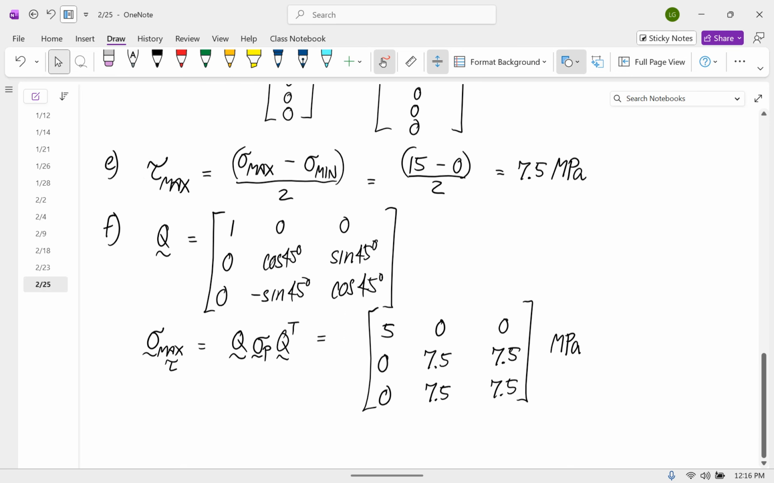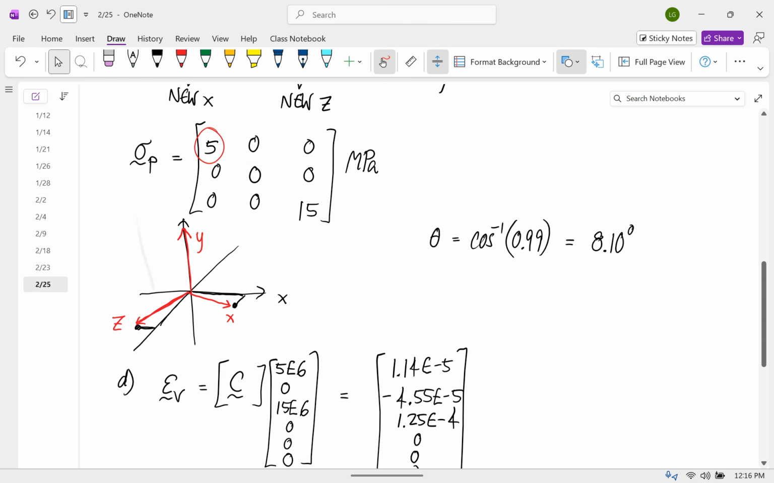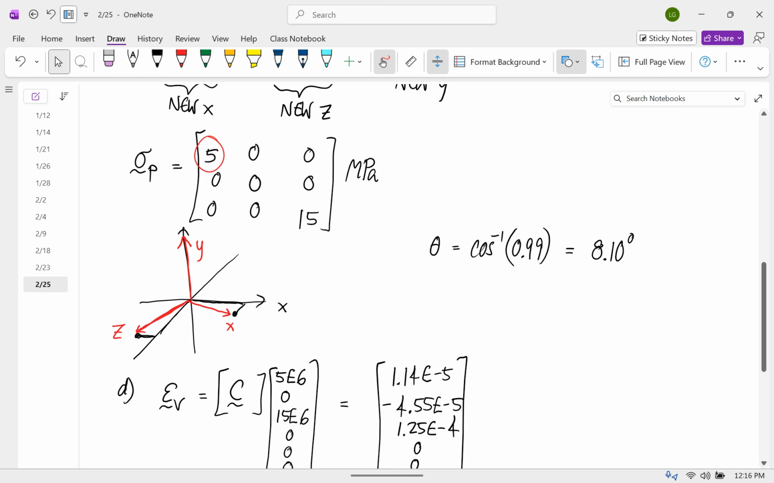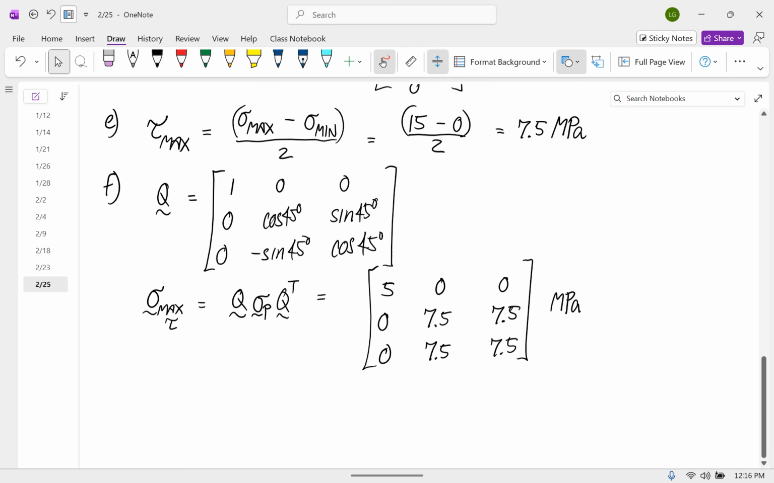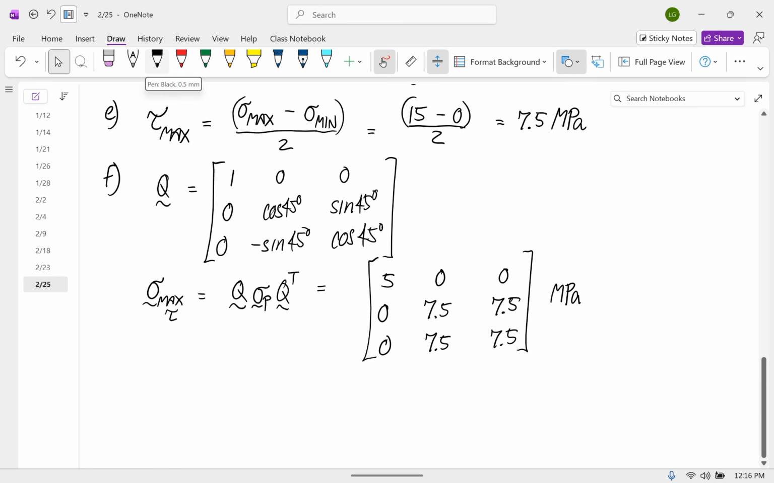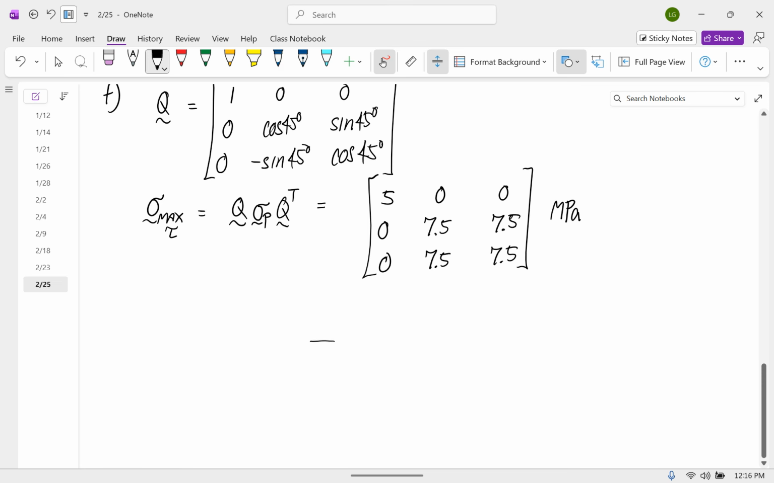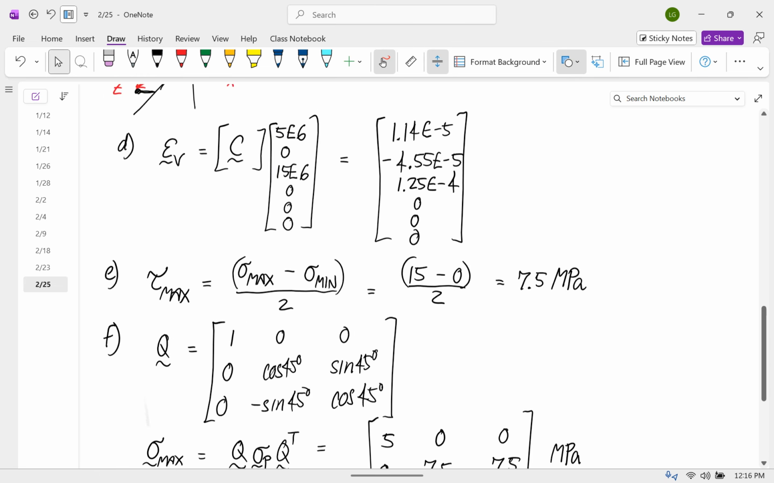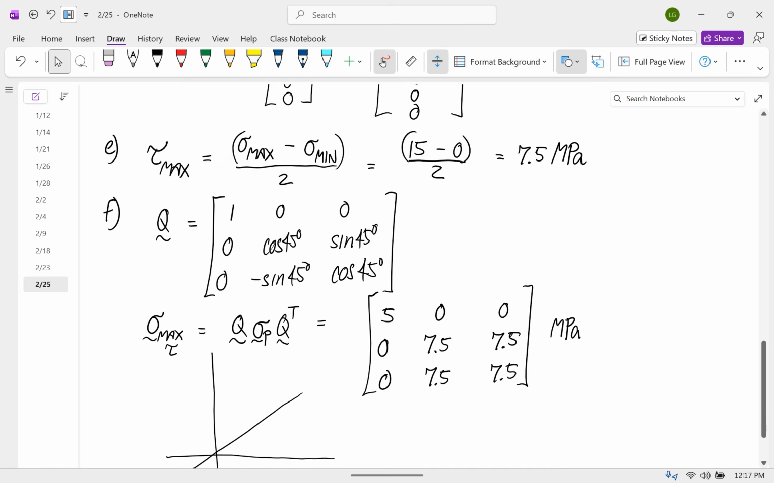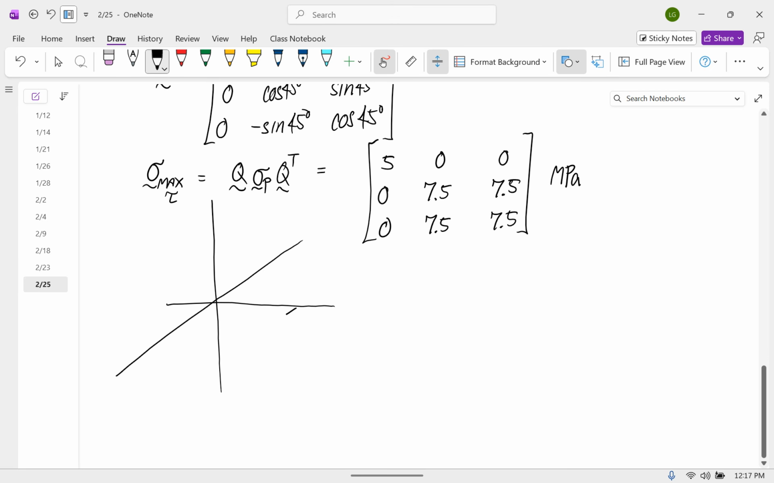Draw its corresponding coordinate system. Okay, that's asking a lot, to be honest, but let's do it. So here's our old coordinate system. Our new one is like this.